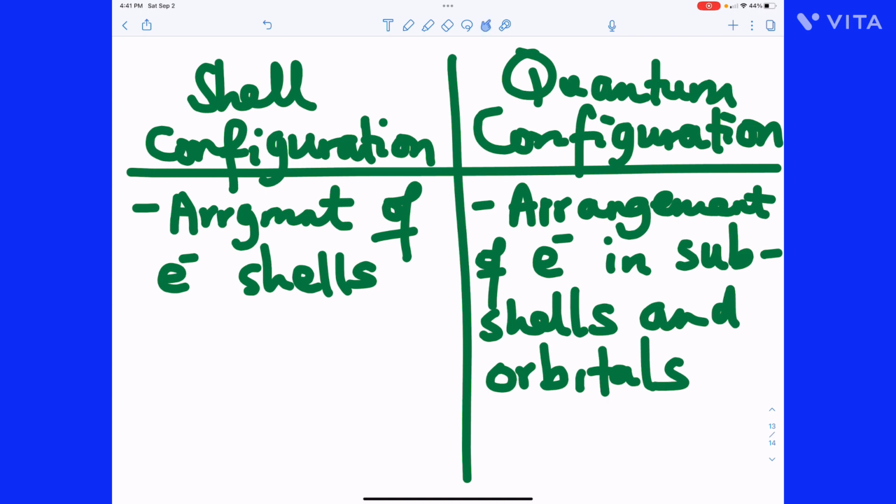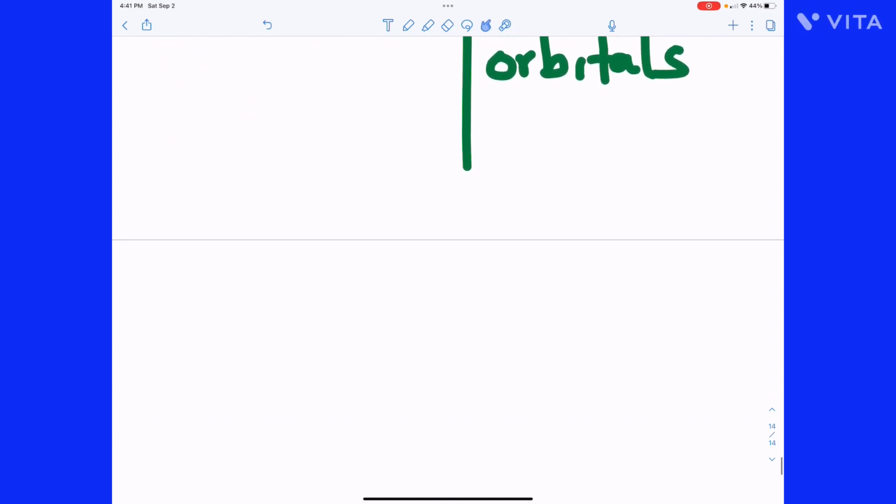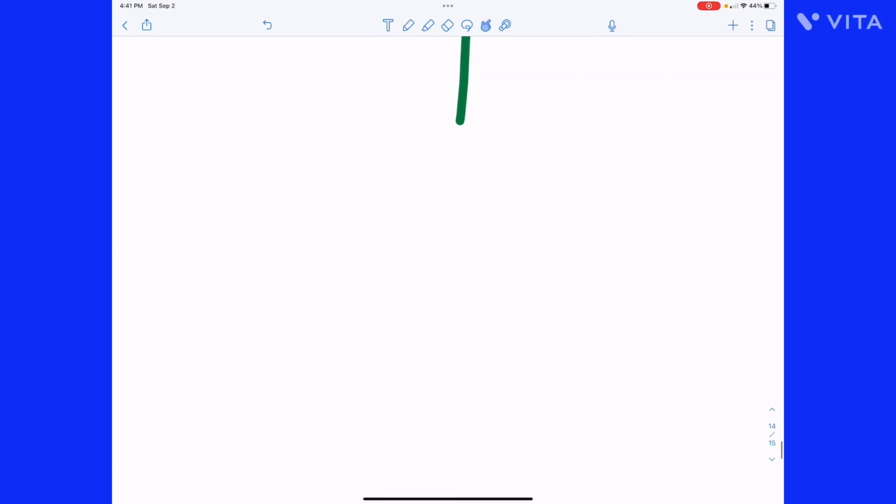So I've given you one difference. Let me leave enough space. It's your duty to at least find maybe 2 or 3 more. You can use your phone to do that. Just find 2 or 3 more differences. Let's continue with our quantum electron configuration.